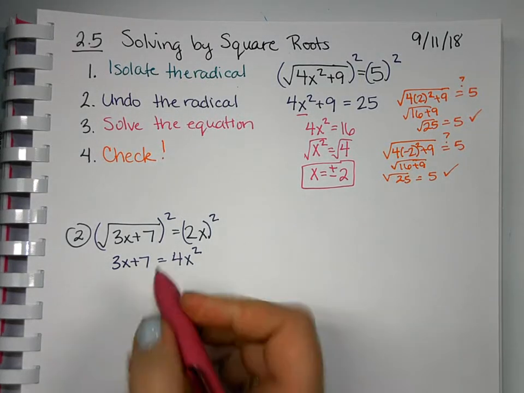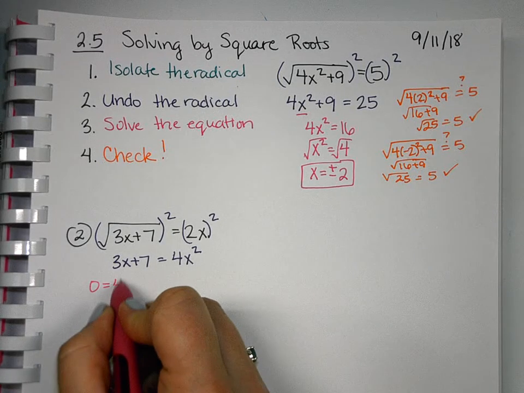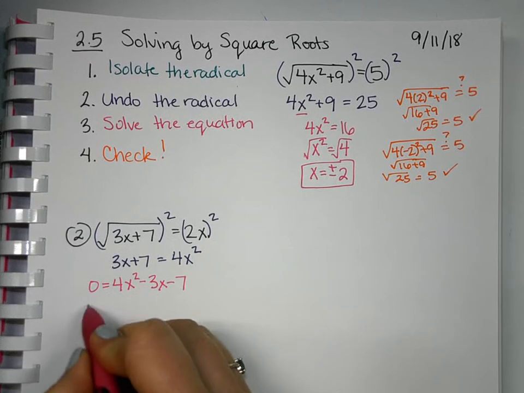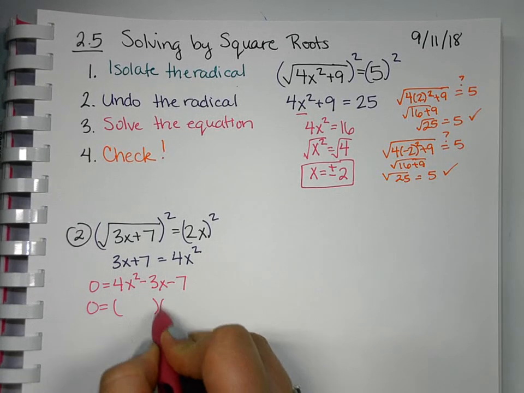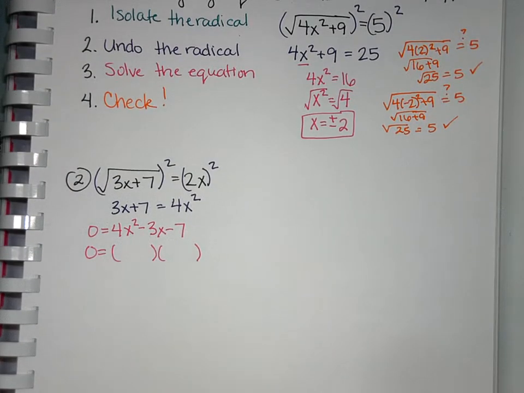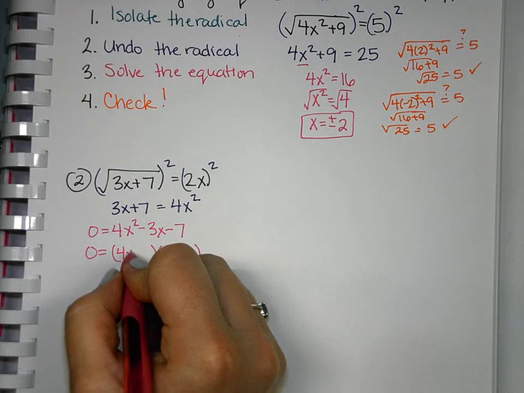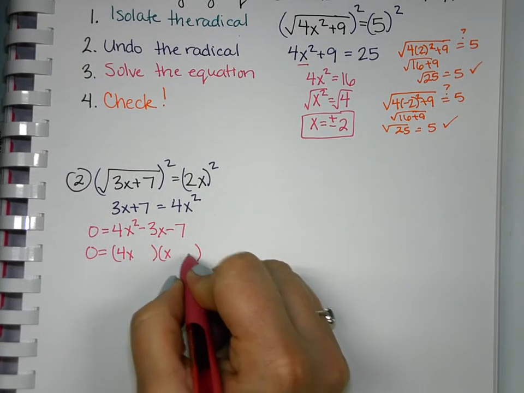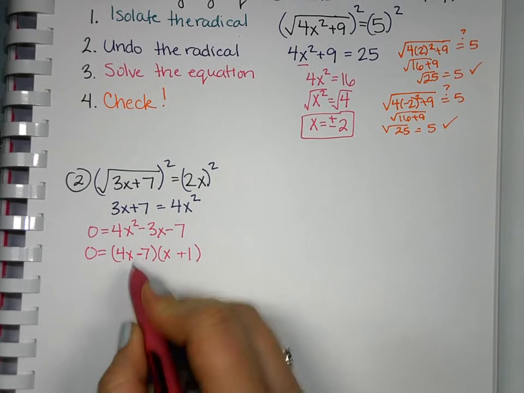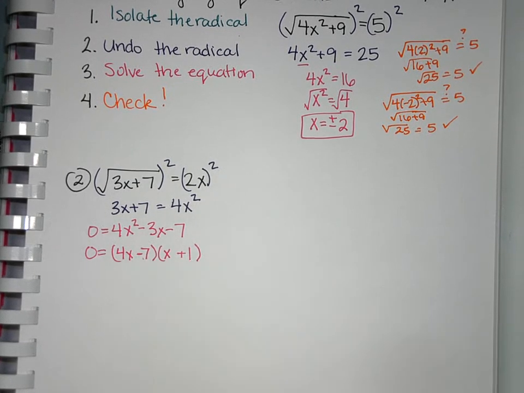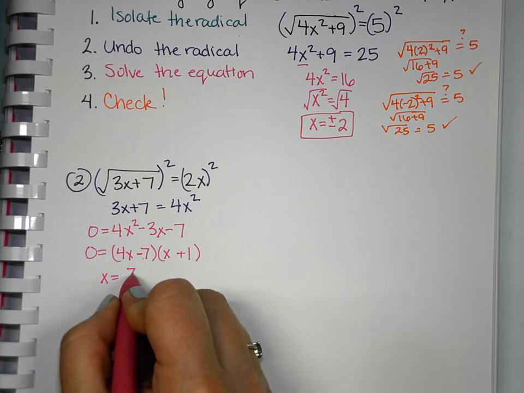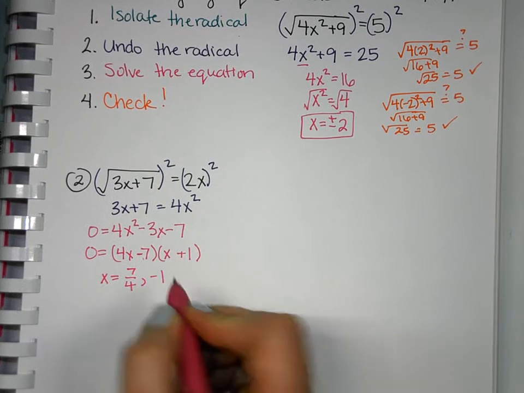Step 3, solve the resulting equation. So because I have an x squared and an x, I'm going to move everything to one side so that I can double bubble. When I double bubble this, let's see, 4x and x, 1 and 7. I need the 7 to be negative, so I have negative 7 plus 4, which will give me negative 3. So here I'll get x is equal to, let's see, 7 over 4 and negative 1.